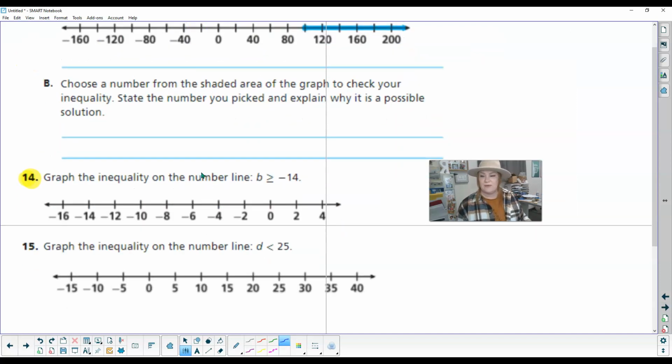Okay, I'm going to do number 14. This time we are just graphing. So B has to be greater than or equal to negative 14. I need to think about a solution set here.